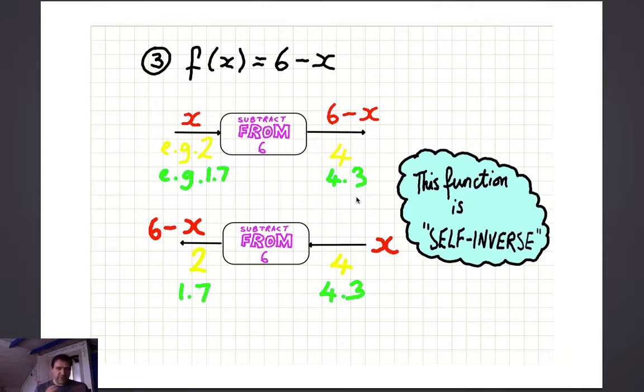So that's a tricky one there. Subtract from something is a self-inverse function. So in fact, the inverse of 6 minus x is 6 minus x. It undoes the effect of itself.